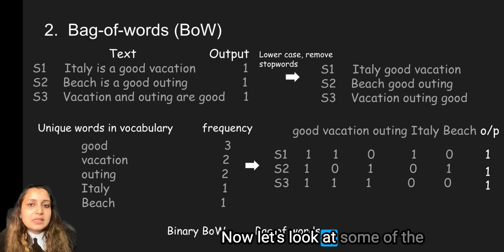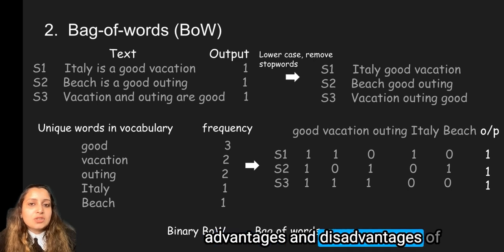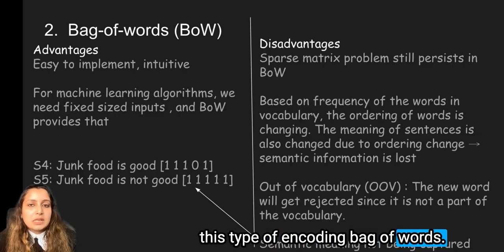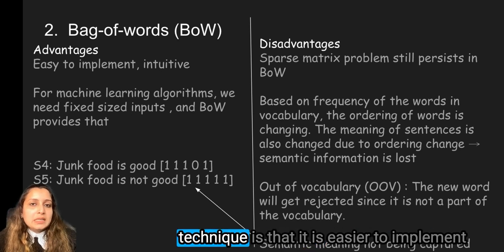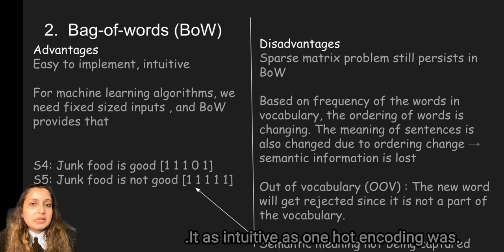Now let's look at some of the advantages and disadvantages of this type of encoding, bag of words. One advantage for this particular technique is that it is easier to implement. It is intuitive, as one-hot encoding was.